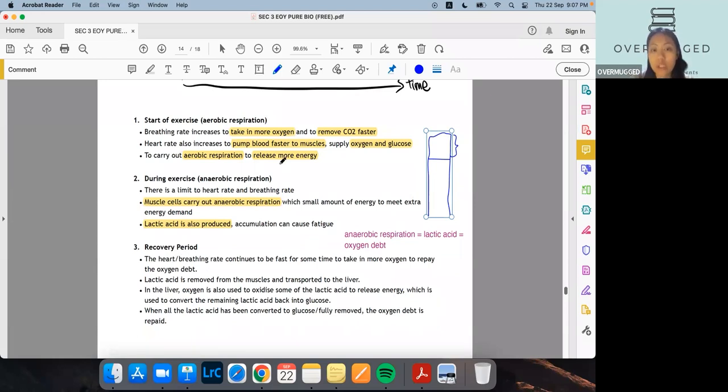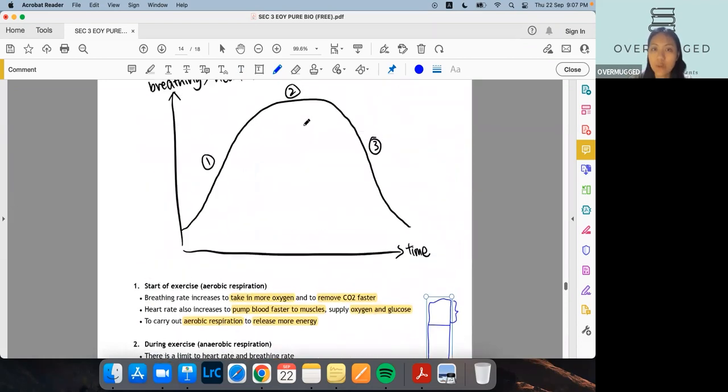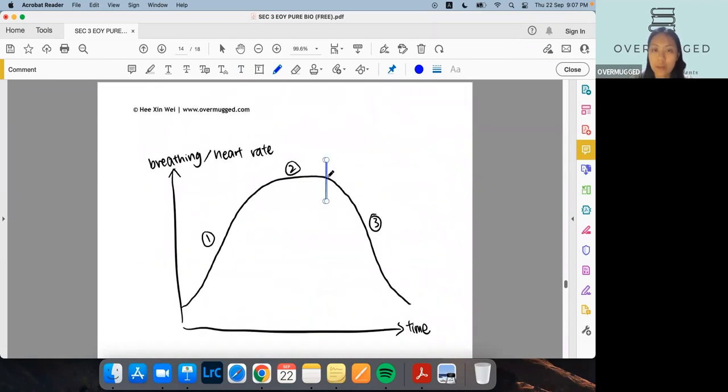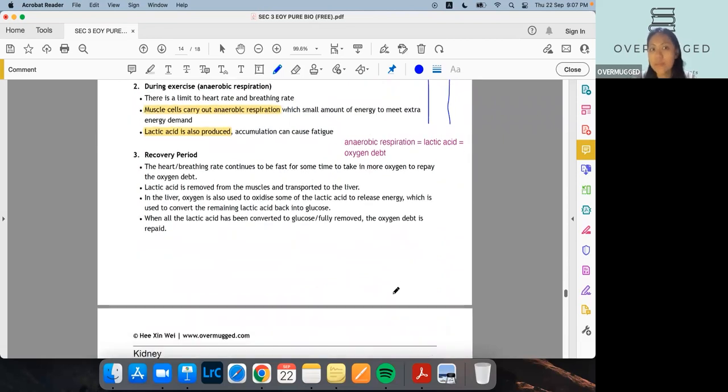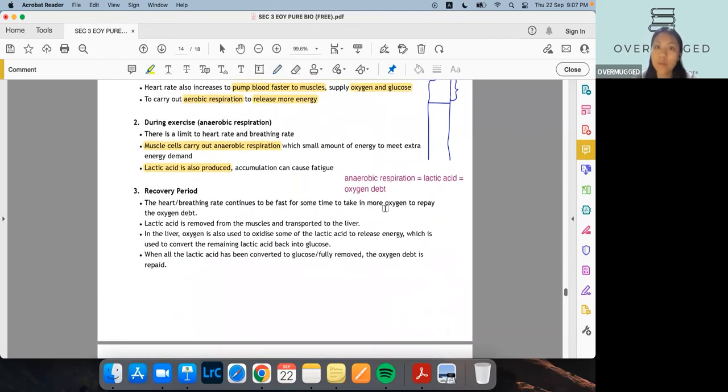The heart rate and breathing rate continue to be fast for some time. You realize that, let's say this is the end of exercise, right? It's not like immediately after you finish running 2.4, you can just say, oh okay, done. You will stand there panting for a while and then complain with your friends like, oh my god, I'm tired. It doesn't immediately fall back to your resting heart rate and breathing rate. It takes a while. Maybe some people take longer, some shorter, but it will take a while to recover. That is because it needs time to take in more oxygen to repay the oxygen debt.